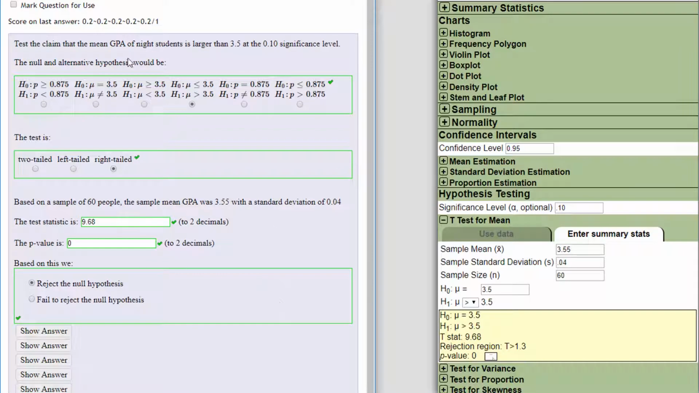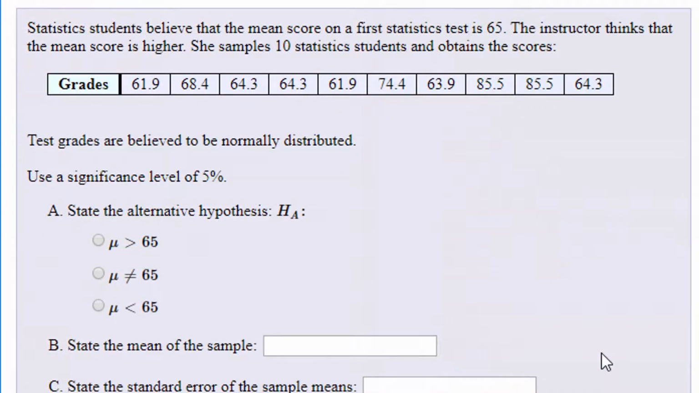Everything looks good. So here we have one where we have some data. It says statistics students believe the mean score on the first statistics test is 65. The instructor thinks that the mean score is higher. She samples 10 statistics students and obtains these scores. So we're going to do a hypothesis test, and we're going to calculate some of this stuff. In fact, I think we might have to use a calculator for some of it.